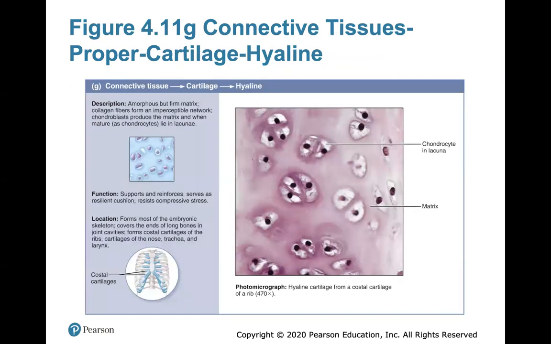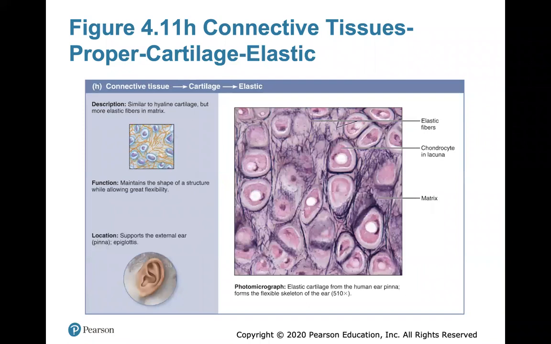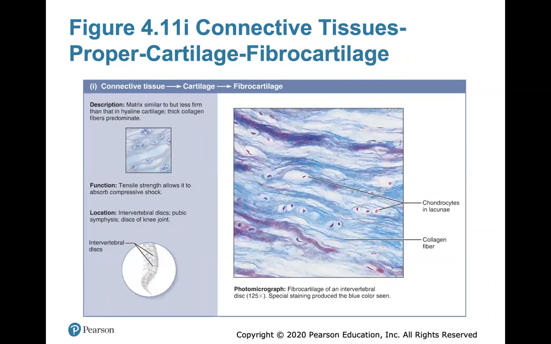So here's a look at hyaline cartilage. Very few fibers, not any fibers are seen, but you can see the chondrocyte, the cartilage cell, in the lacuna space. Again, it's found at the ends of your long bones, costal cartilage, the cartilage of your nose, the trachea, and the larynx. Elastic cartilage is found in the external ear and the epiglottis. And in elastic cartilage, you'll see more elastic fibers. You'll still see the chondrocytes in the lacuna. And then here we have fibrocartilage.